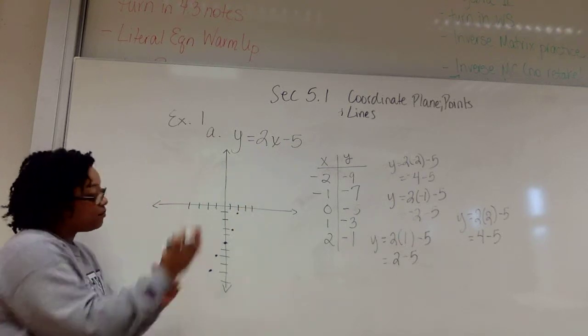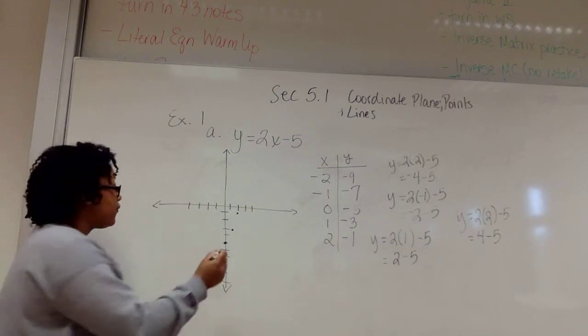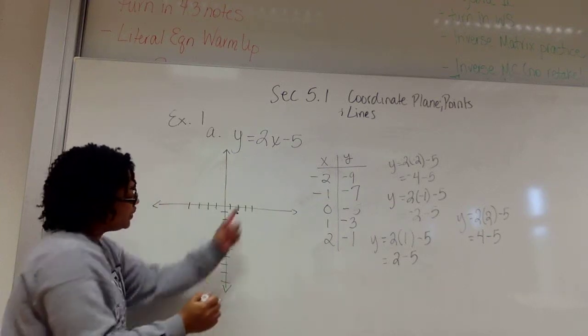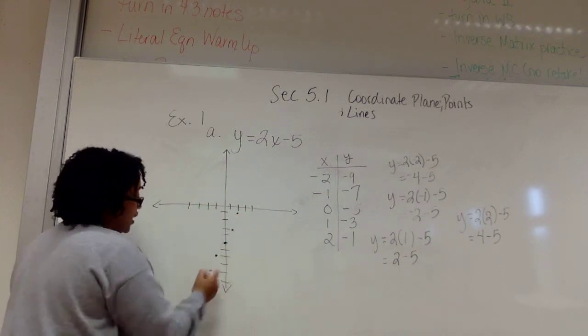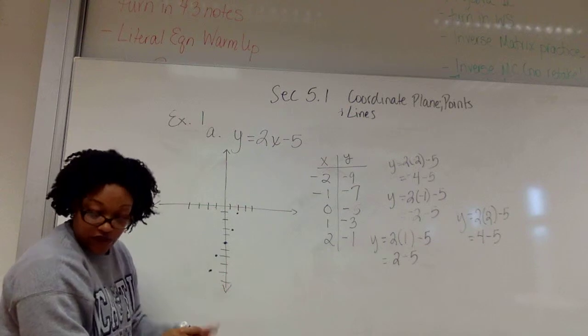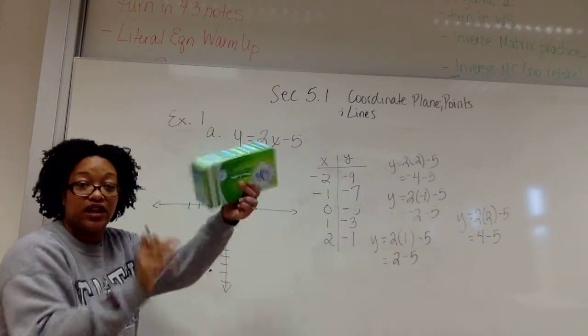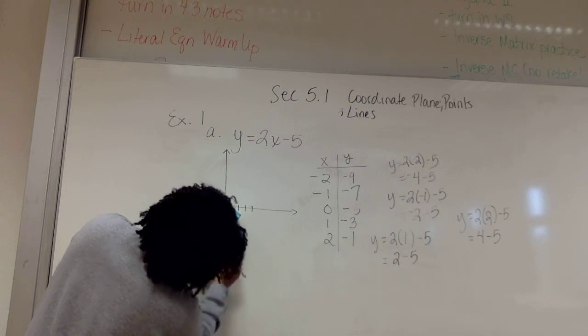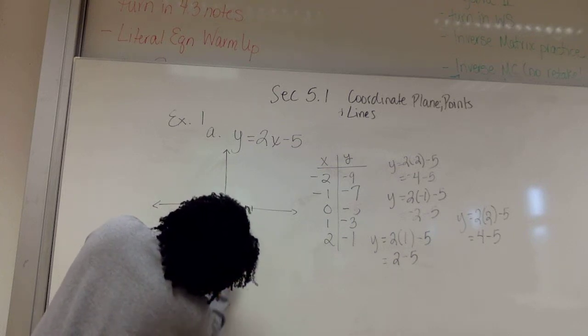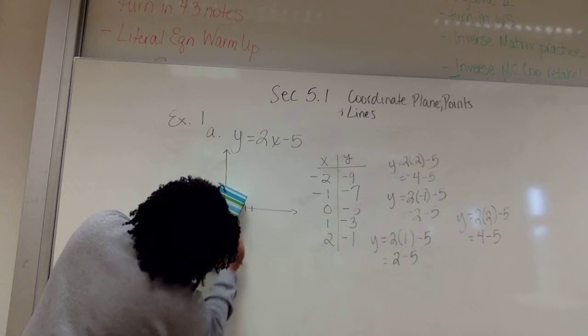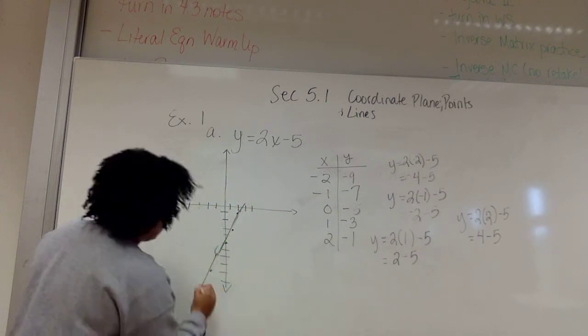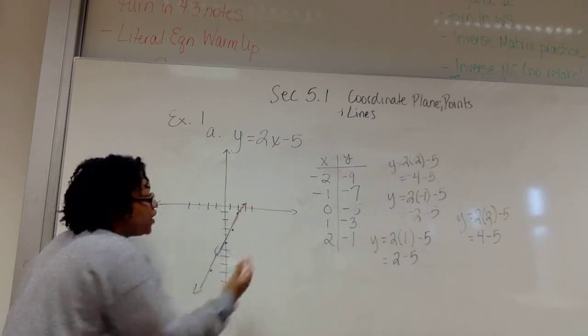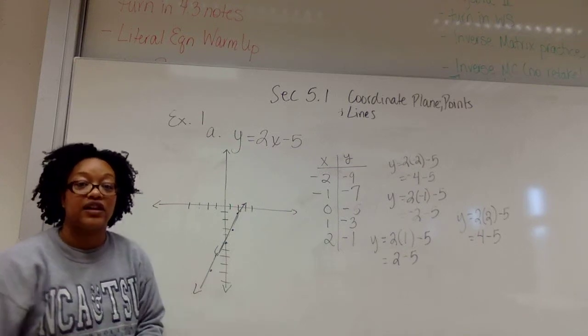So my points may be a little off, but for the most part, if you can see, they're kind of straight. You take a straight edge, whatever you have. I've got Kleenex, so I'm just going to use Kleenex and get you a nice little straight line. I'm going to be a little off because I don't have a ruler. But there's my straight line, as straight as I can make it. You have just graphed your first linear function.